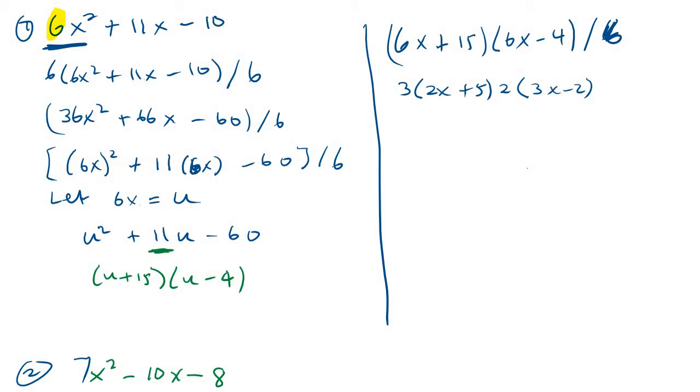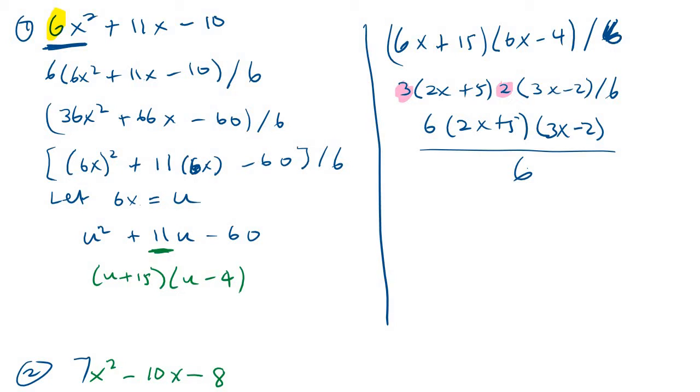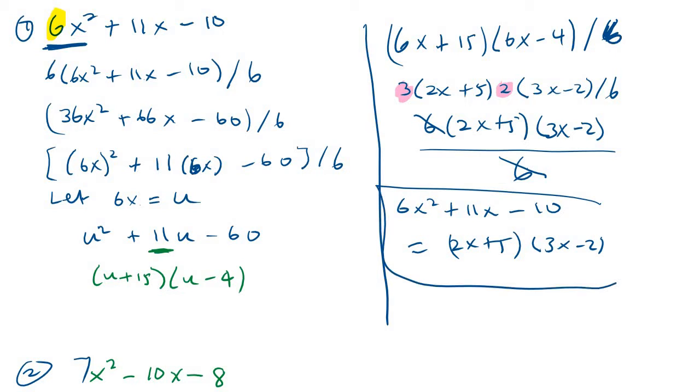This 3 over here times this 2 will give me 6. Let's go back and say divide by 6. So 6 times (2x plus 5) and then (3x minus 2), divided by 6. Now I'm going to write it like this. It's the same, so that I can actually divide this 6 out. So the original expression given to me as 6x squared plus 11x minus 10 is really (2x plus 5) and then (3x minus 2). We are done factoring the original expression.